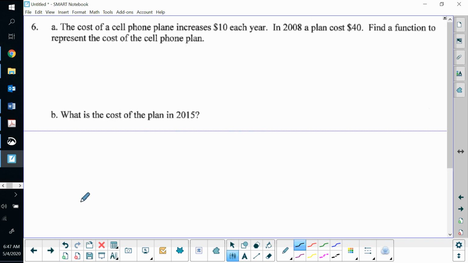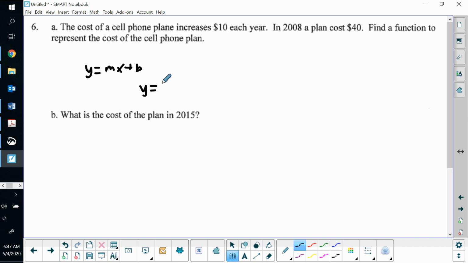Going to number 6, the cost of a cell phone plan increases $10 each year. In 2008, the plan cost $40. Find a function to represent the cost of the plan. So first year goes up by $10, next year up by $10, next year up by $10. So that's linear. So we got y equals mx plus b again. We're increasing, so our m is positive. So we'll have y equals 10x. And we have plus 40 on the end for the b, the starting amount.